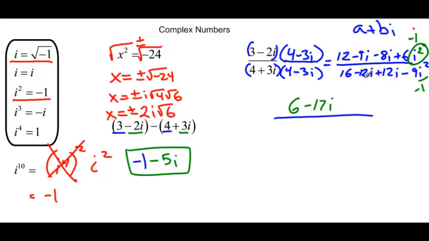And the bottom here, the middle terms cancel out. So then we have 16 minus 9 times negative 1. So that's positive 9. 16 plus 9 is 25. So notice we have no more i's on the bottom, and that's how we want to leave our answer. So just like that right there.